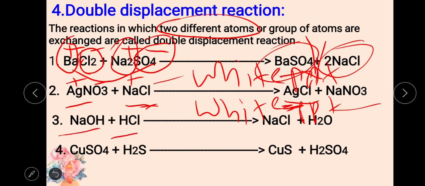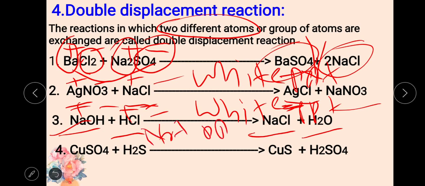Sodium hydroxide when combined with HCl gives sodium chloride aqueous solution and water. Aqueous solution means a solution dissolved in water. NaOH is Na plus and OH minus, HCl is H plus and Cl minus. The ions easily exchange to give NaCl and H2O. So it is also a double displacement reaction, but this is not a precipitation reaction.